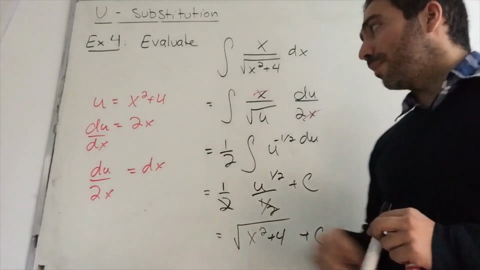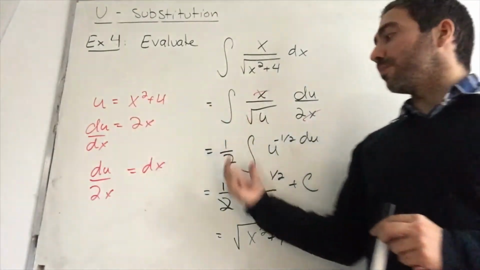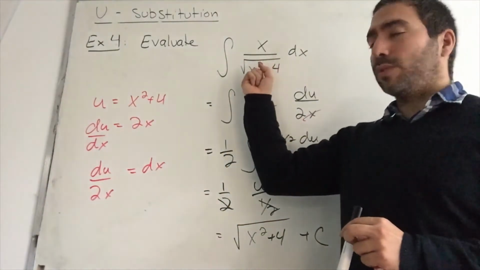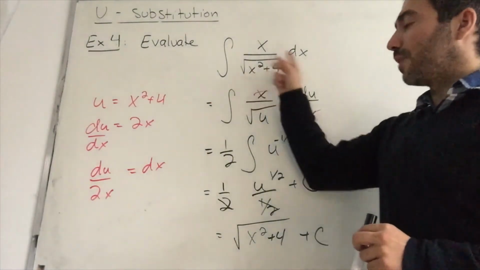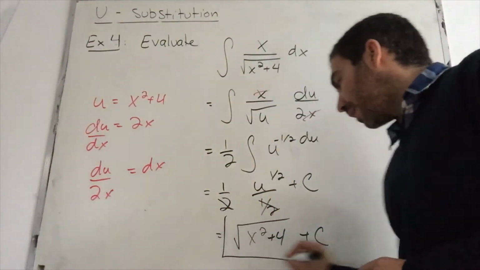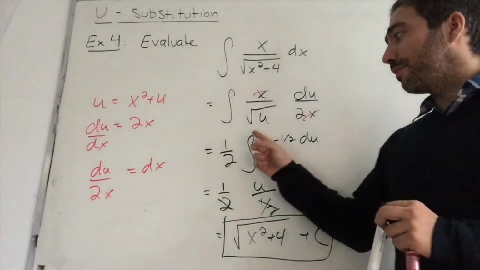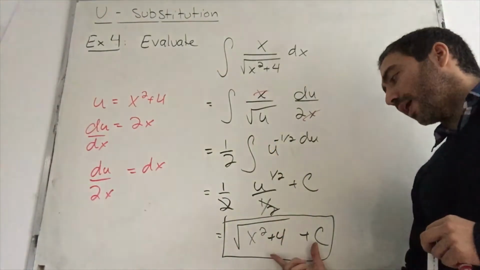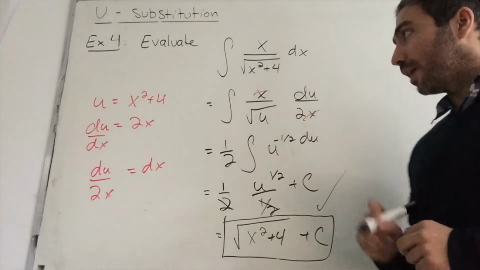Okay. Because you remember, do not leave your answer in terms of u. You have to express it in terms of x, because we started with an integral written in terms of x. Okay, so we have to come back in terms of x. And since it's indefinite, there's no bounds, we have to add a plus c. And this is the final answer.